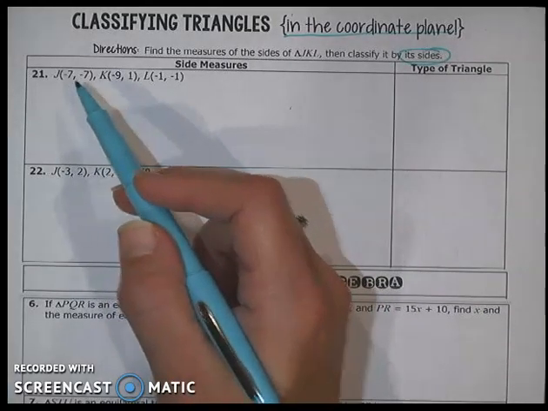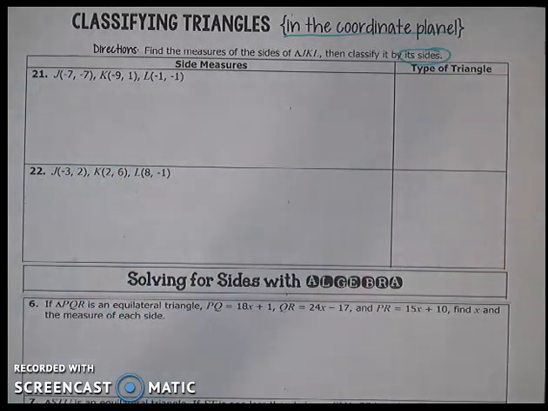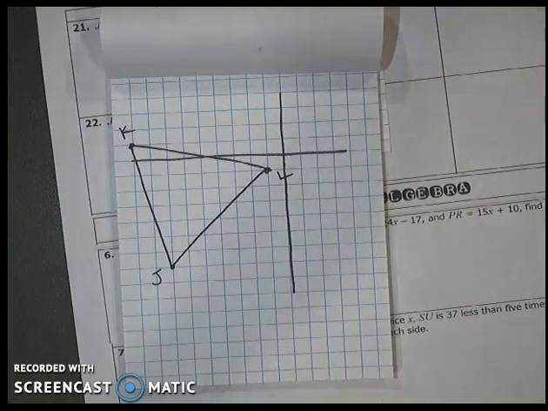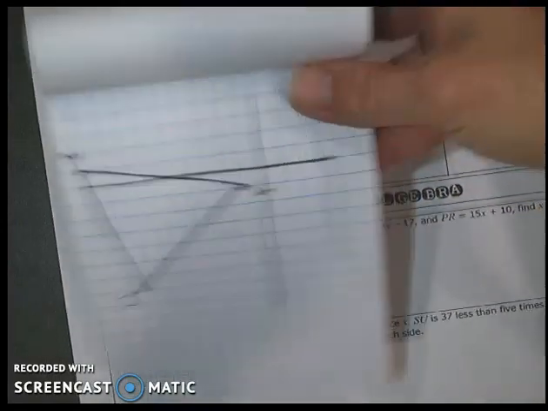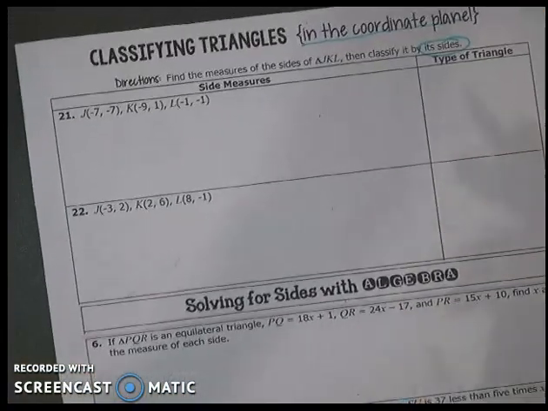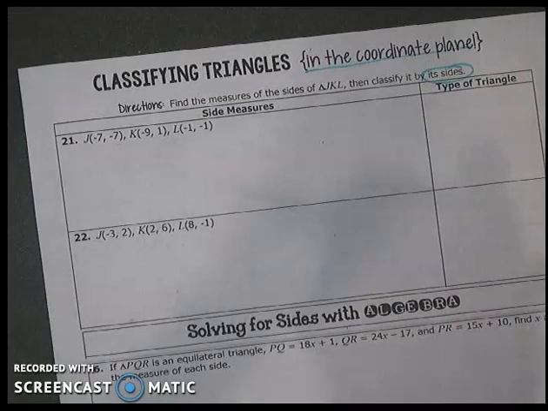So the first one here that we're looking at gives us triangle JKL with J at (-7, -7), K at (-9, 1), and L at (-1, -1). Just to give you an example, I went ahead and graphed what that would look like with triangle JKL. And basically all we're going to do is use that distance formula that we've been using so often to go ahead and find the length of those.